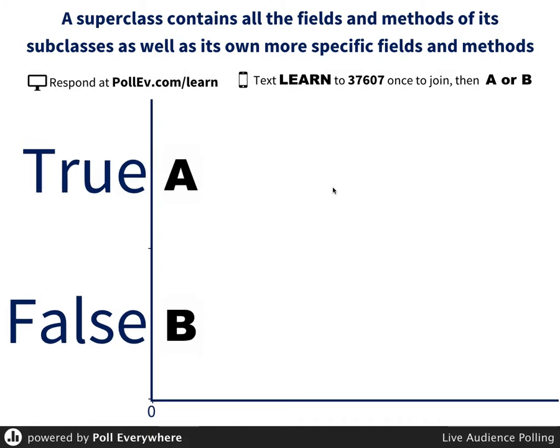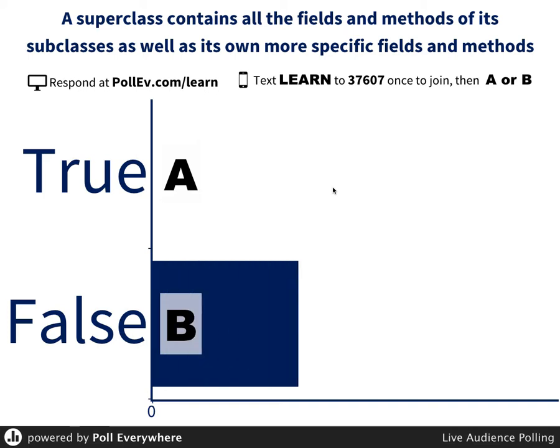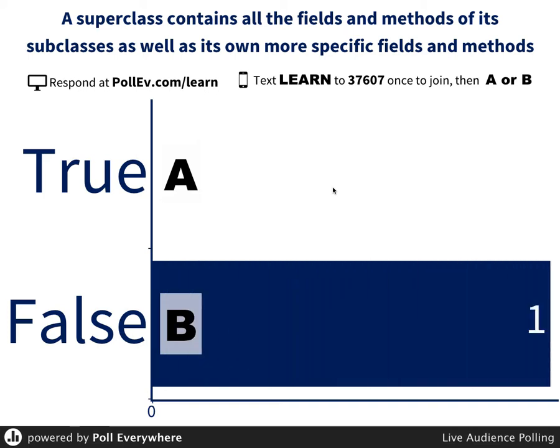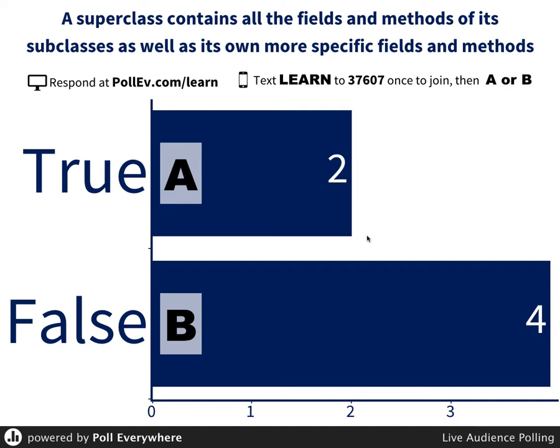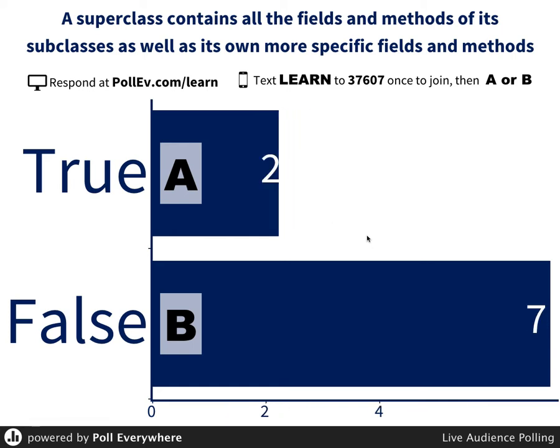Okay, a superclass contains all the fields and methods of its subclasses, as well as its own more specific fields and methods. Read this carefully. A superclass contains all the fields and methods of its subclasses, as well as its own more specific fields and methods.